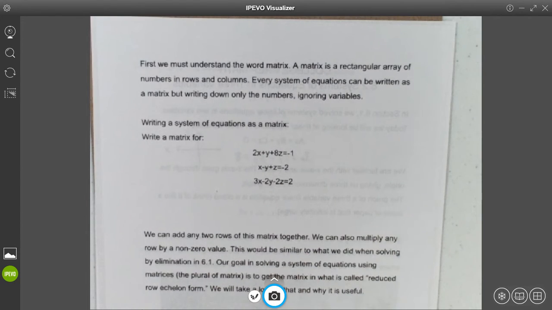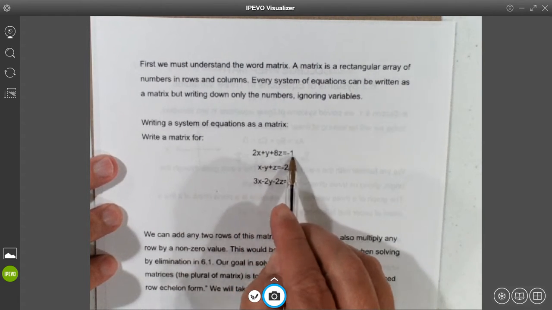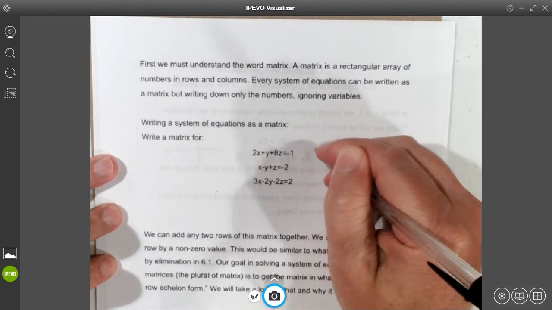For example, here is a system of equations. We've got three different equations and three variables. To write a matrix for that, I simply go through and write every number that is there. So this would be 2.